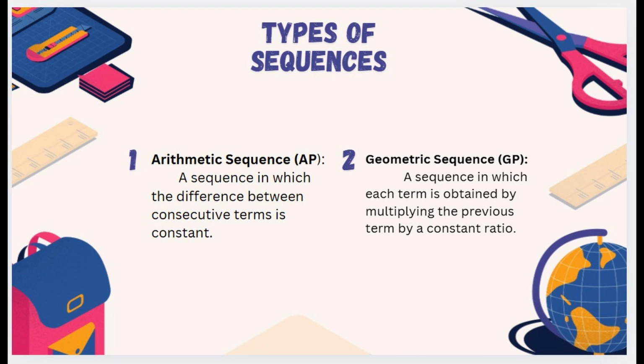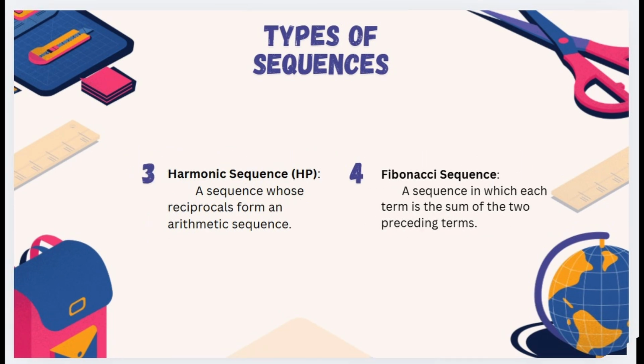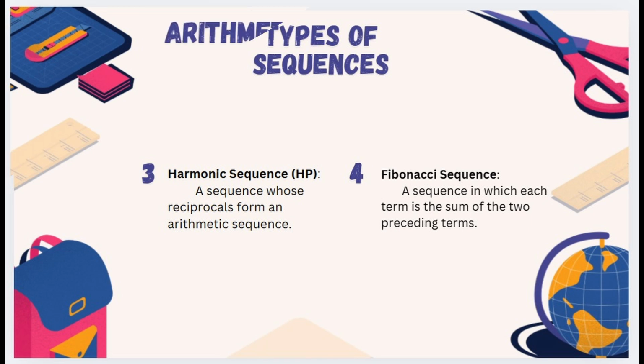There are several common types of sequences. 1. Arithmetic sequence, AP. A sequence where the difference between consecutive terms is constant. 2. Geometric sequence, GP. A sequence in which each term is obtained by multiplying the previous term by a constant ratio. 3. Harmonic sequence, HP. A sequence whose reciprocals form an arithmetic sequence. 4. Fibonacci sequence. A sequence in which each term is the sum of the two preceding terms.